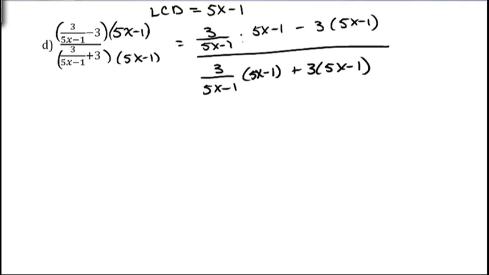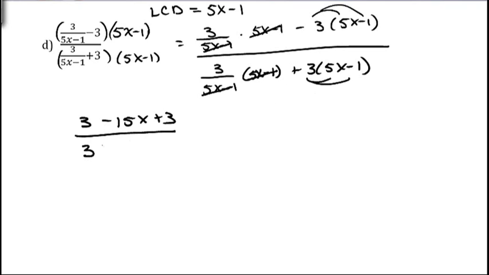And now when we multiply 3 over 5x minus 1, the 5x minus 1's cancel. So we're left with 3. And then here we want to distribute this negative 3, so that gives me negative 15x plus 3. And then the denominator, this 5x minus 1 cancels with that one, so that leaves me with 3. And then distribute this 3, gives me plus 15x minus 3. Simplifying the top, we have 3 plus 3 is 6, so we have negative 15x plus 6. And in the bottom, we have 3 minus 3, so that's 0, leaving me with 15x.